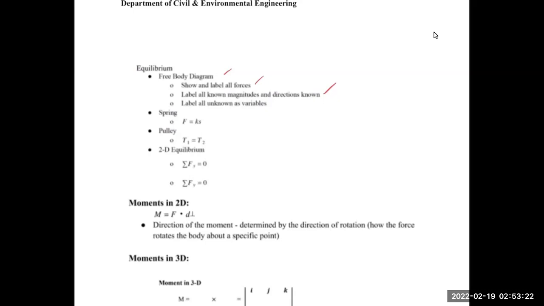And then for springs, we know that spring force is equal to the spring constant K multiplied by the total stretch length, which is S, and S is the difference between the stretched length and the unstretched length. So it'll be L, the total length after it's been stretched, minus L naught, which is the unstretched length. And for pulleys, we know that in this course, we always assume a pulley is frictionless, which means that T1 will be equal to T2.